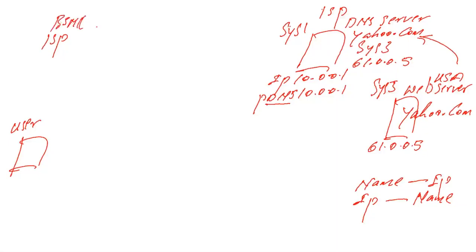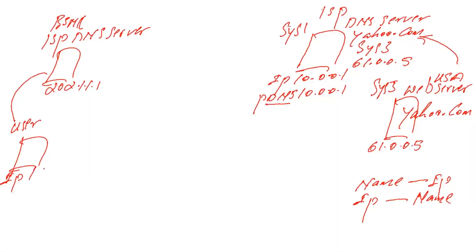This BSNL is also maintaining its own DNS server. Remember, every ISP has its own DNS server. This ISP DNS server's IP address is 202.1.1.1, and from this ISP I am taking the internet line. When I take the internet line, the ISP gives an IP address to my machine, like this IP, 192.168.0.5. And the ISP is giving these two addresses.